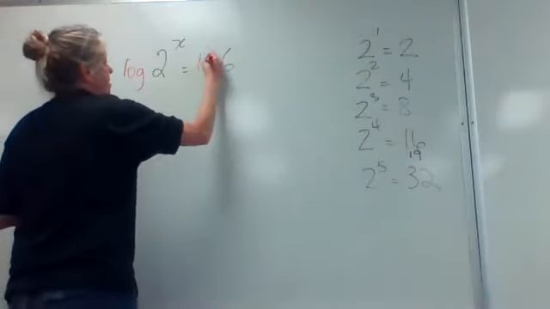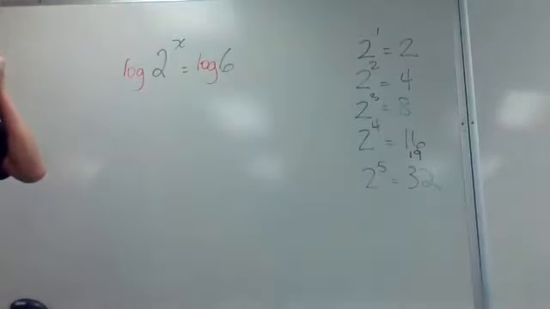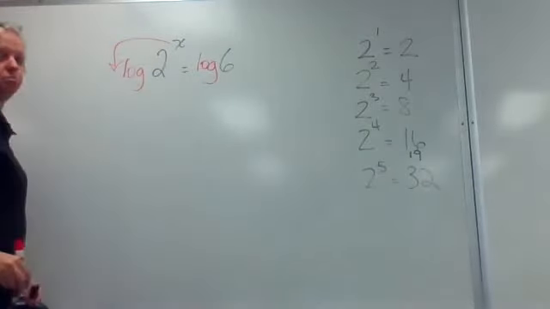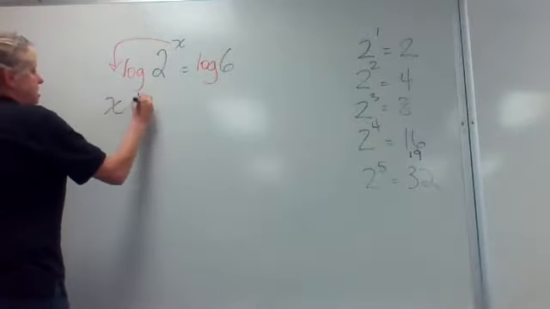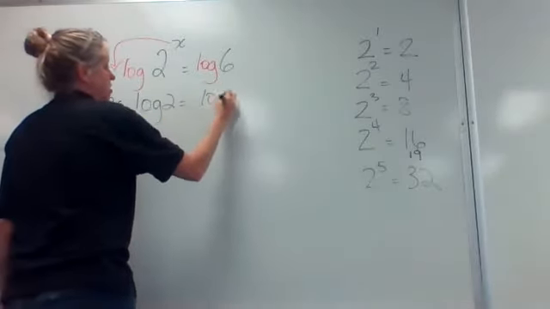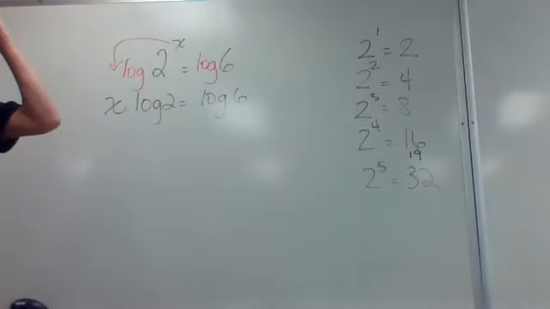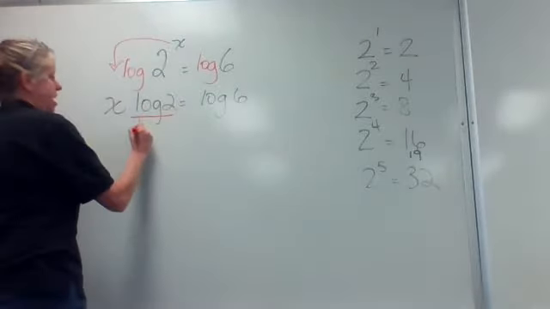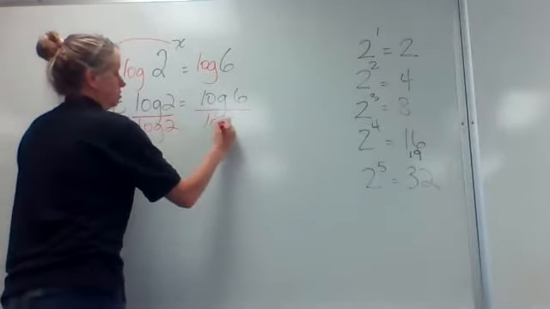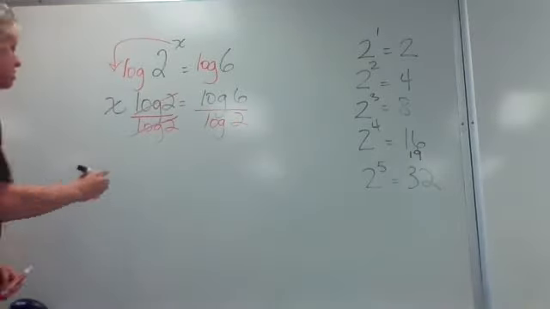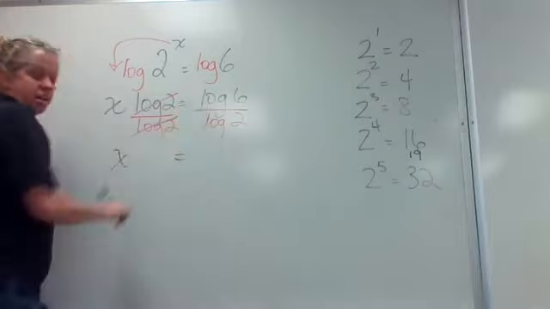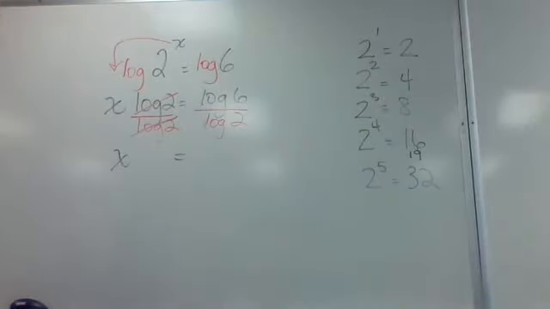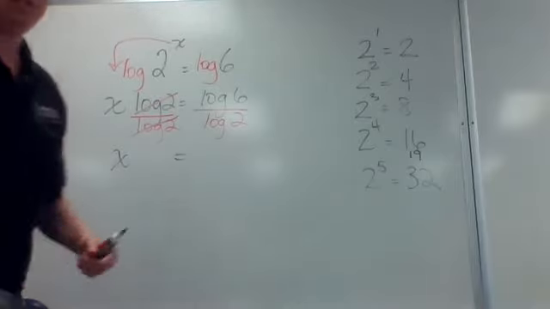I'll log both sides. And then I'll use that log property that says I can bring down the exponent. So I'm going to have x log 2 equals log 6. Get that x by itself by dividing both sides by log 2. So x equals, put that in your calculator. So log 6, close, divided by log 2, close.